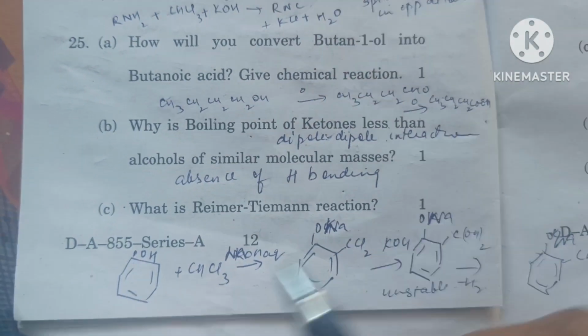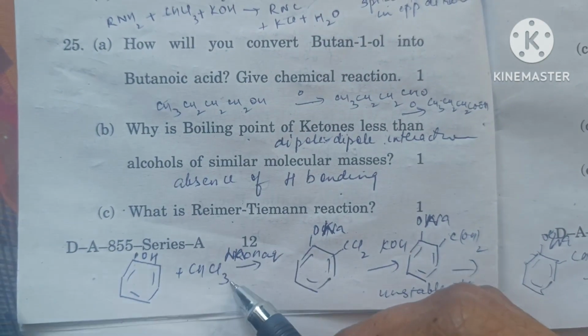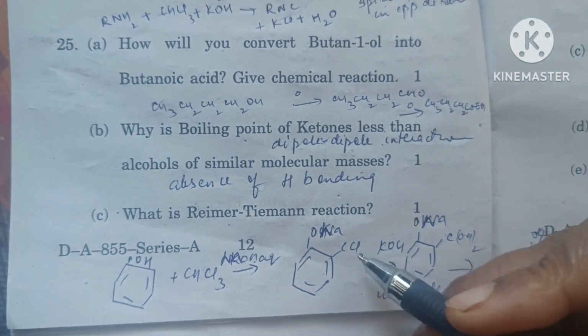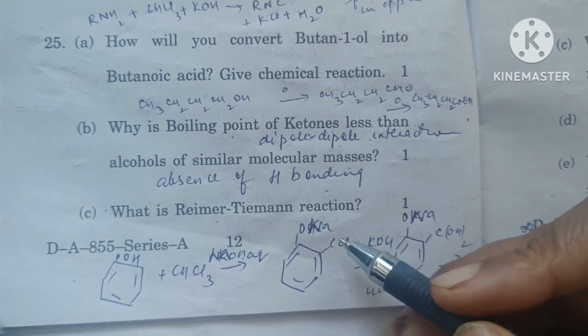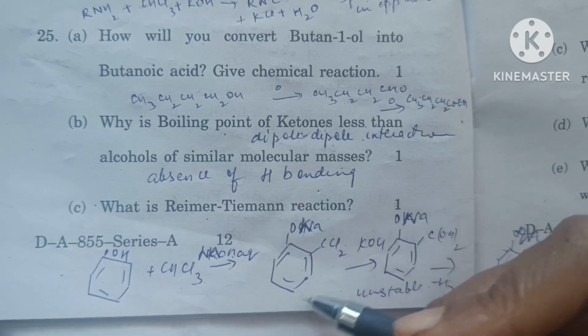In Reimer-Tiemann reaction, phenol is treated with chloroform in presence of NaOH, and a dichloro derivative is formed.